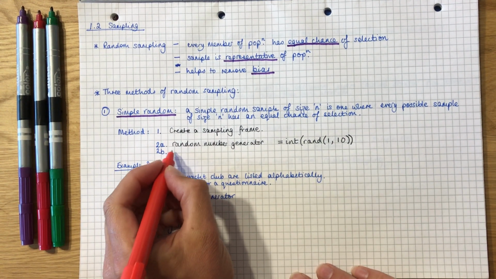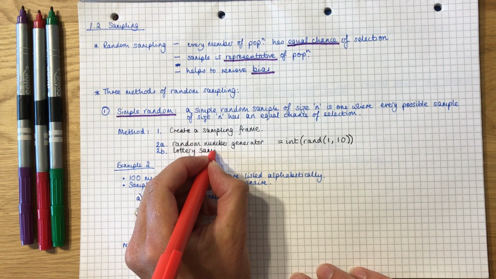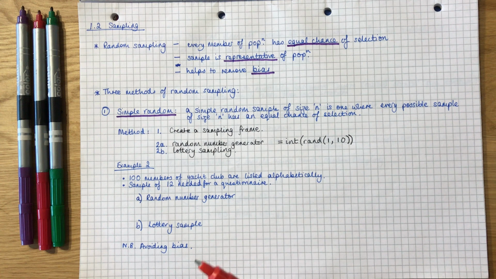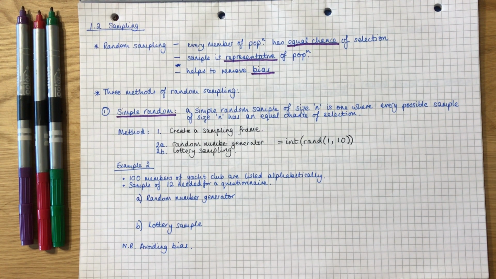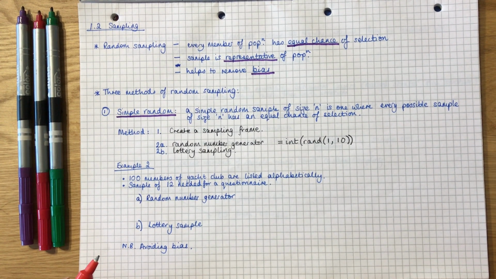Now, the other way of doing it is what we call lottery sampling. This is the idea of picking names out of a hat. So you would write everybody's number onto a ticket, put it into some kind of hat or box, shake it around, mix it up, and draw out the required amount.